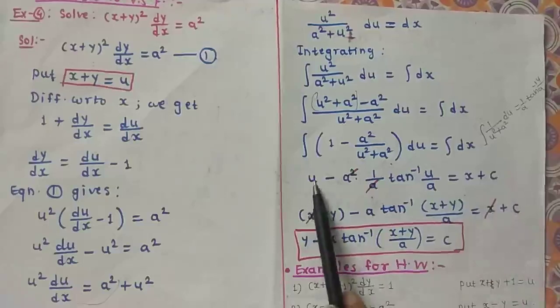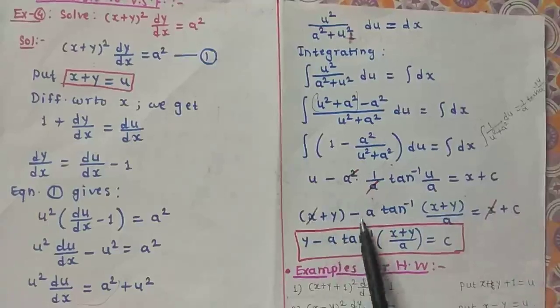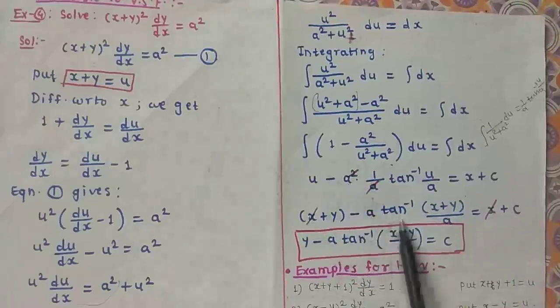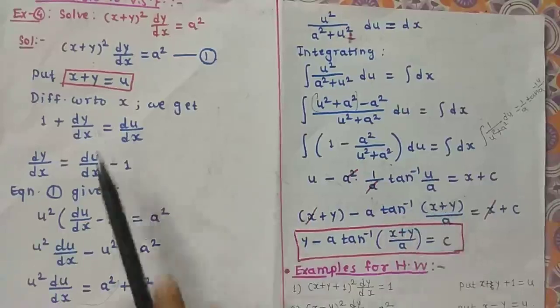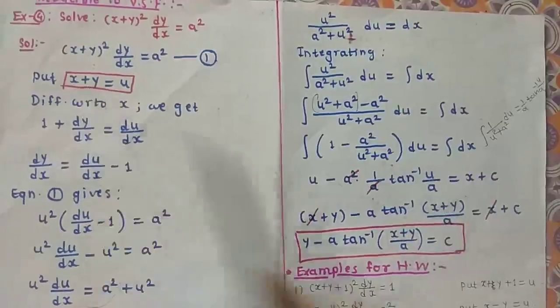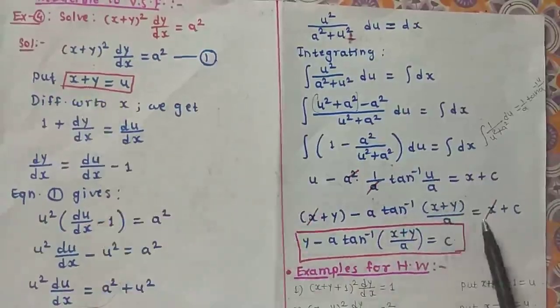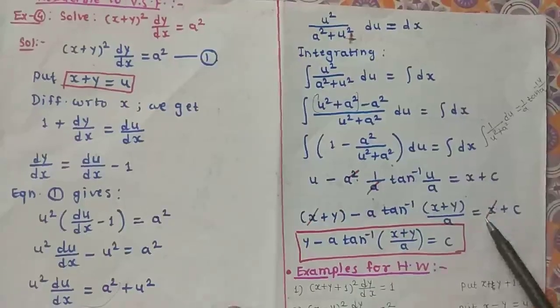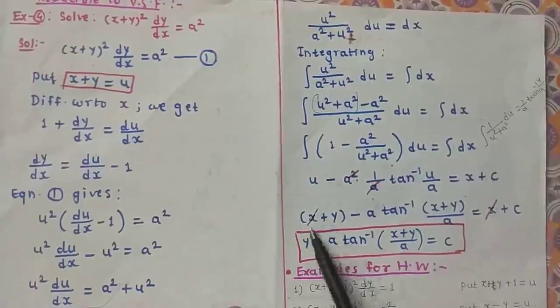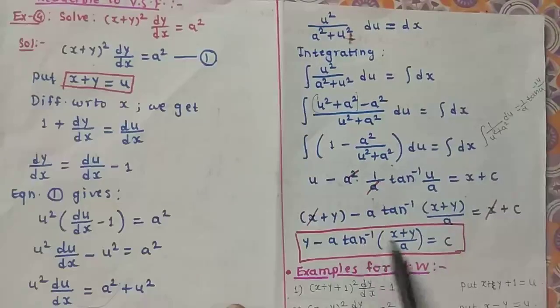Now we substitute the value of u, that is x plus y. Minus here, a gets cancelled, so 1 a remains, so a tan inverse of (x plus y) upon a equals x plus c. Now this x from the right side and x from the left side get cancelled, and hence the required solution is y minus a into tan inverse of (x plus y) by a equals c.